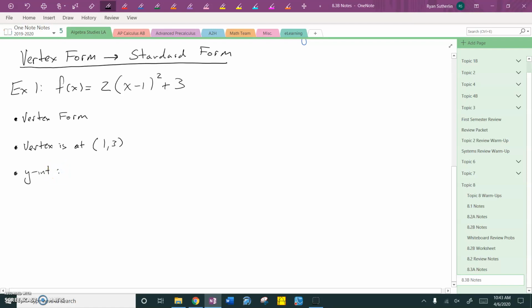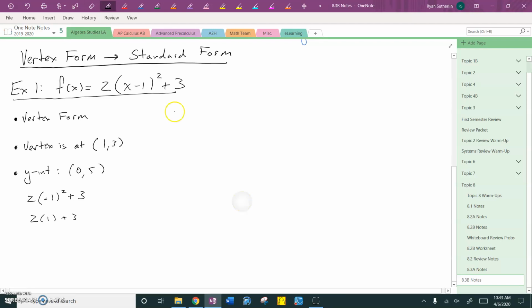That's one where we make x 0. So I have 2 times 0 minus 1, which is negative 1, squared, plus 3. So 2 times 1 plus 3 is 5. So I get (0, 5). Now, what I want to do is show you that if we convert this to standard form, we should get these same things, that the vertex is at (1, 3), and the y-intercept is at (0, 5).